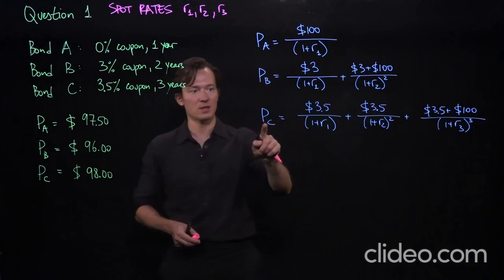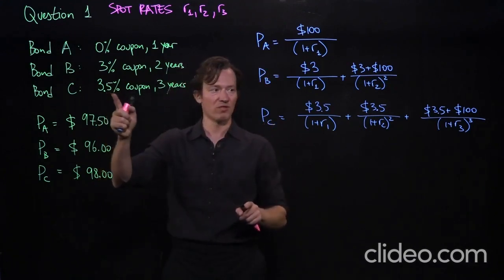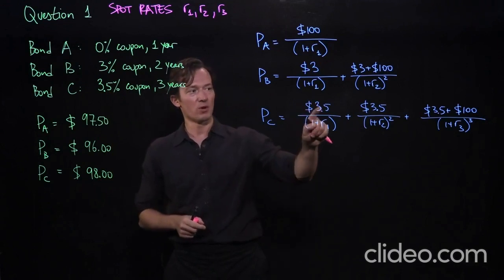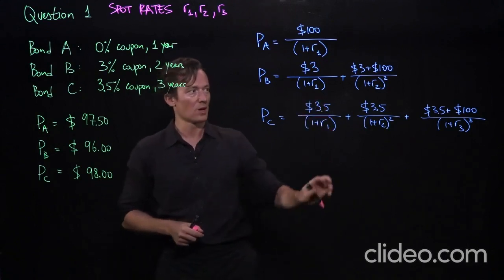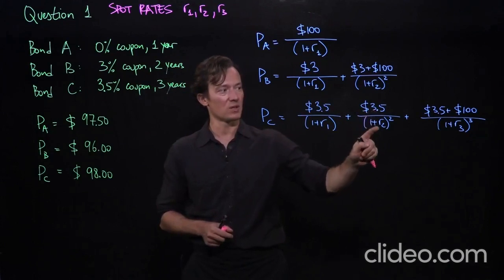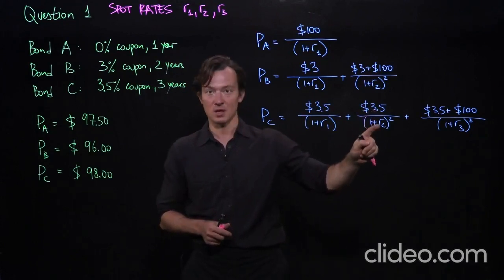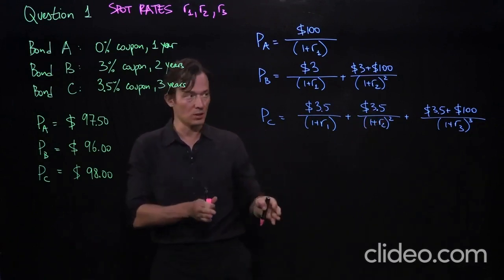The final step is to do the same thing for Bond C. So the price of Bond C, this bond has 3 years until maturity. It pays coupon 3.5%. So $3.5 discounted by 1 plus R1. So this is our first payment. Our second payment is the next coupon, $3.50, discounted to present at discount rate R2, raised to the power 2 because this payment occurs in year 2.